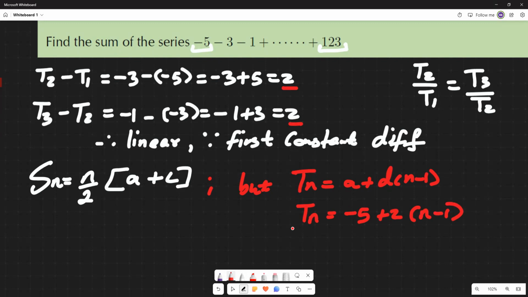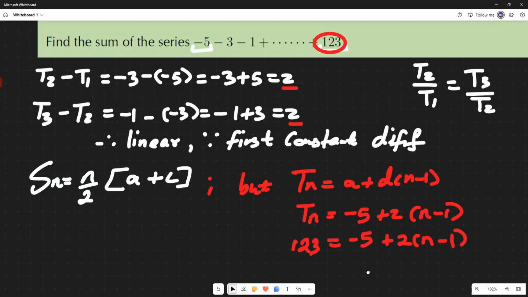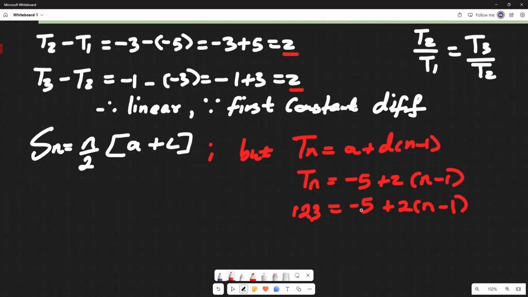And then if I need to know how many terms there are, I'm going to plug the last term into the Tn and solve for n, right? So the last term is 123, because it's going to give me the position of the last term. If the position of the last term is 20, it means I'm adding 20 terms. So I need to solve for n. Minus 5 plus 2 into n minus 1. And then I'm going to have 123 plus 5, because I'm bringing that to this side. So it's 128 equals 2 into n minus 1.